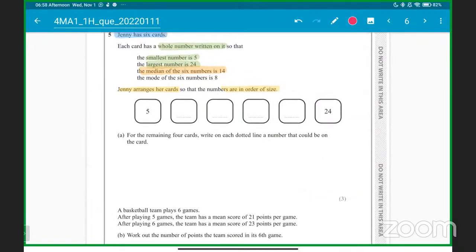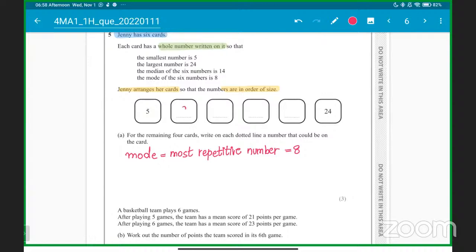The first thing we need to understand is what is mode. Mode is the most repetitive number, which means the one that is coming often, frequently. So if they are telling us themselves that the mode of the 6 numbers is 8, which means 8 is going to come at least twice. Because if we keep 8 one time, it will not be the mode. We need 8 at least 2 times to be the mode.